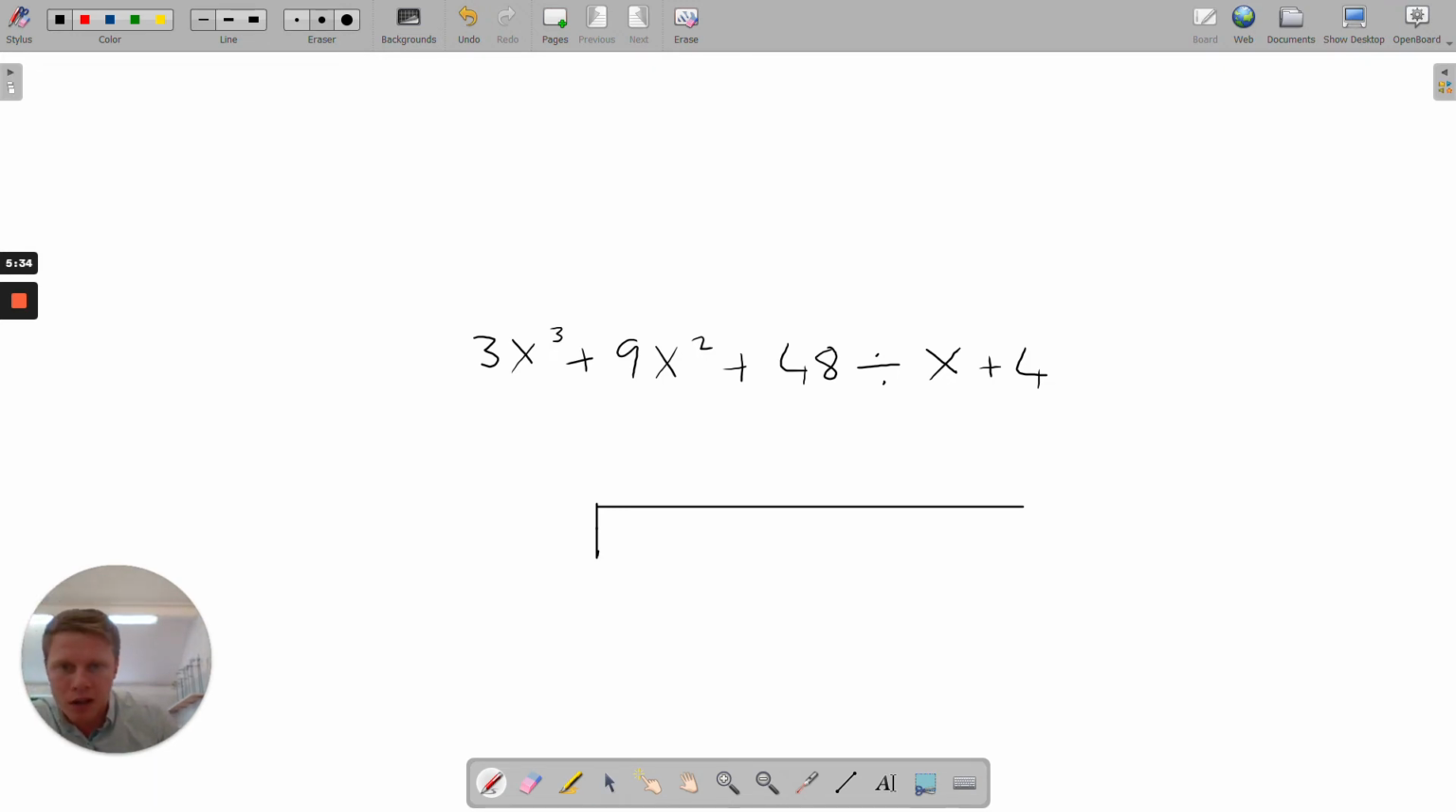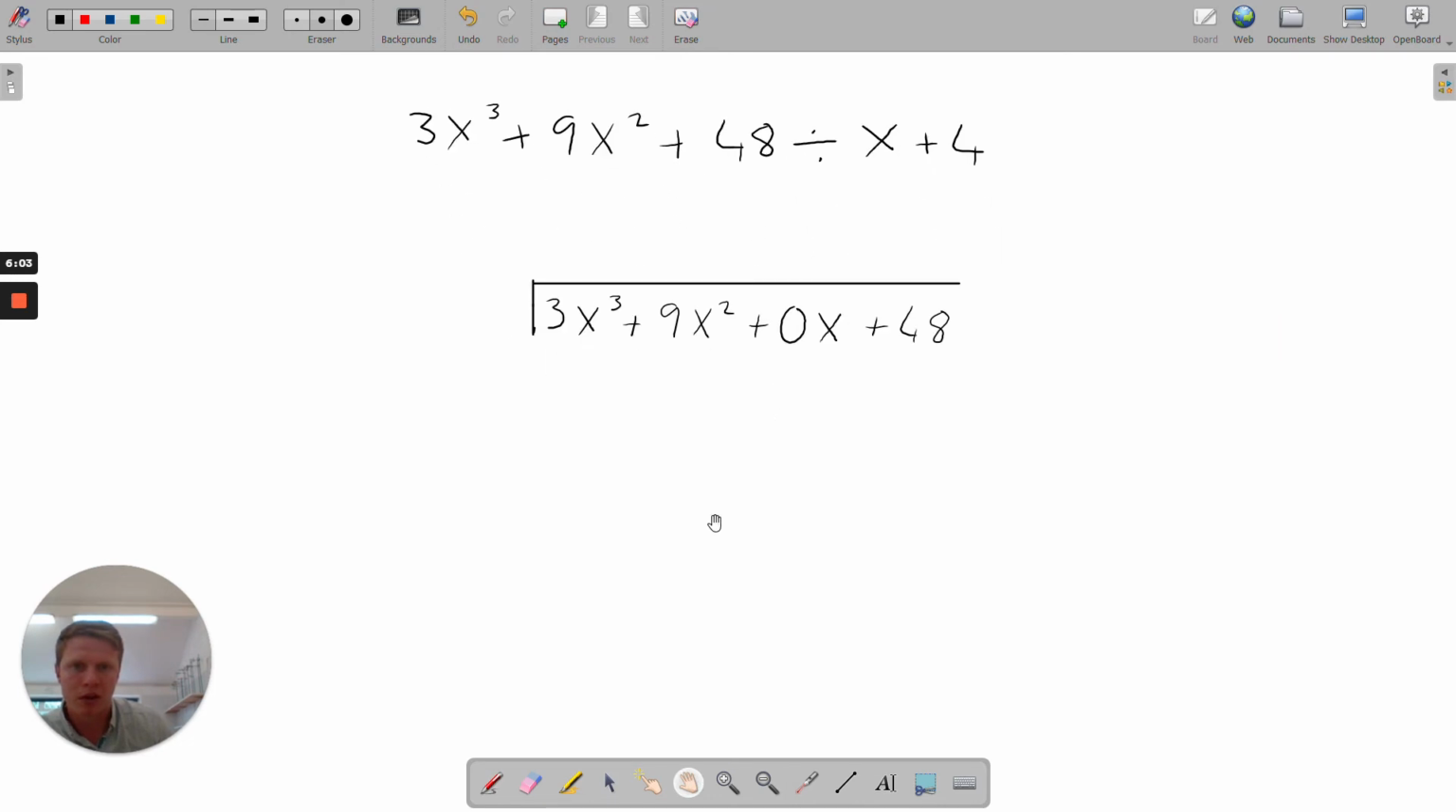So for this one, we're going to get 3x to the power of 3 plus 9x squared. And then we need to put in here plus a 0x, because we don't have one, and the same thing, if we didn't have an x squared here, we'd actually have to put in a 0x squared just to include that, and then plus 48. Then we're going to be dividing that by x plus 4. So what we're going to do is divide x into this.